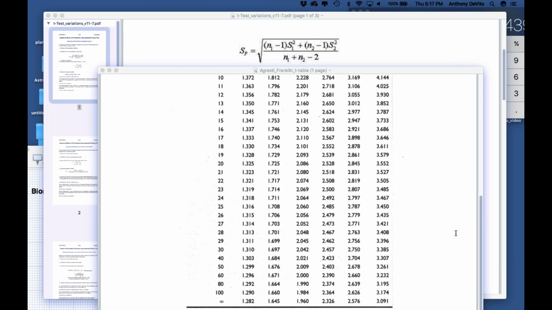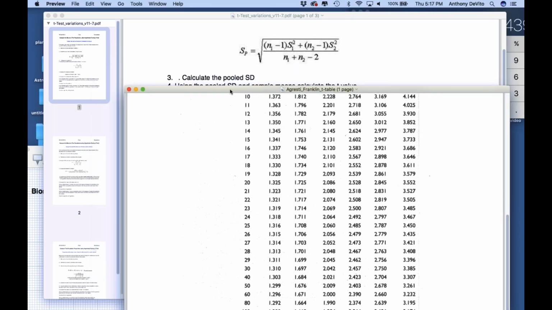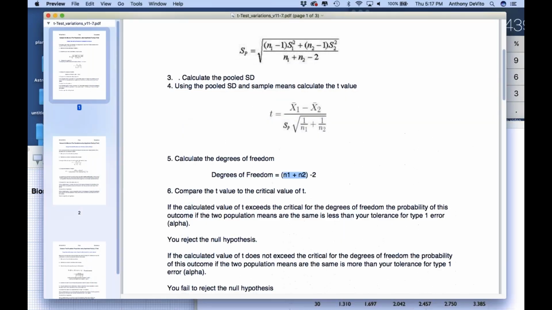Okay, it's pretty straightforward, right? It's not real complicated. A little bit of math involved, but if you're careful, you'll be able to keep it straight. Now, what about if the two standard deviations are drastically different?